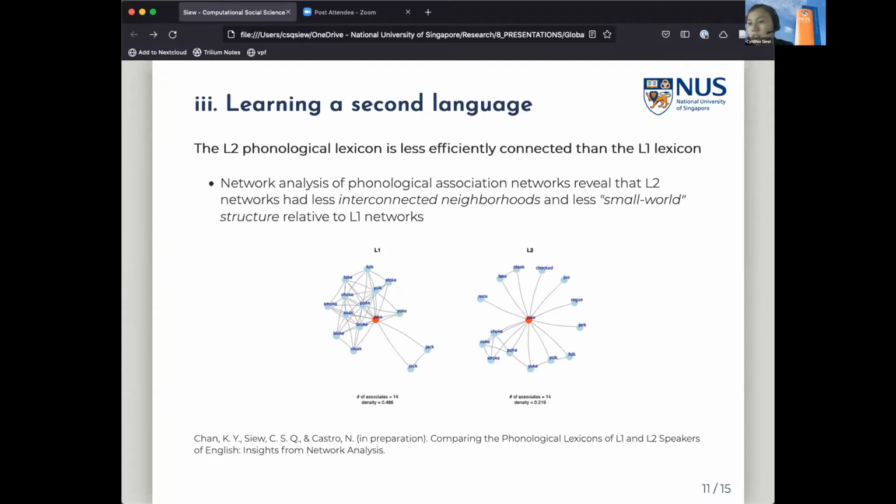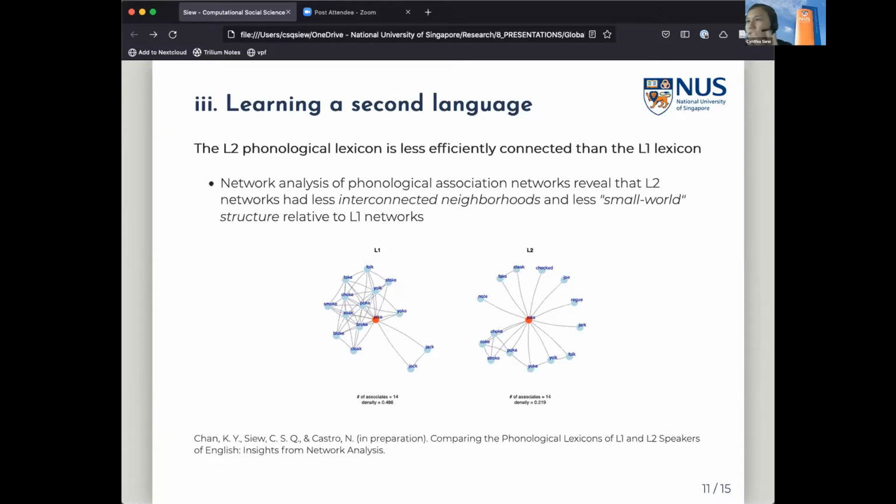What we find is that the L2 networks had neighborhoods that were less well connected, and they had a structure that was less small-world. To put it simply, they don't have a structure that is very efficiently organized.